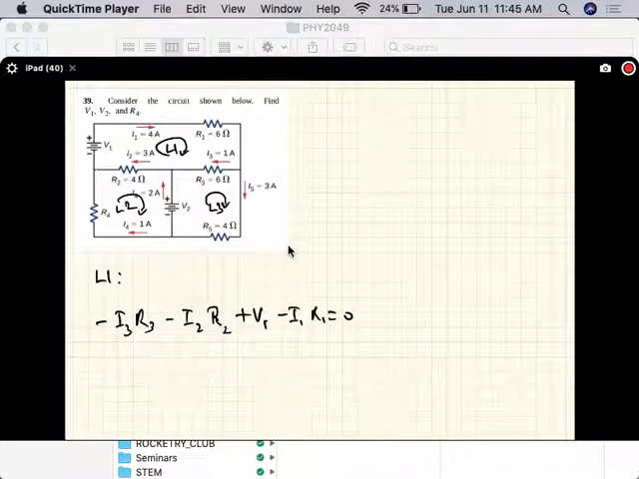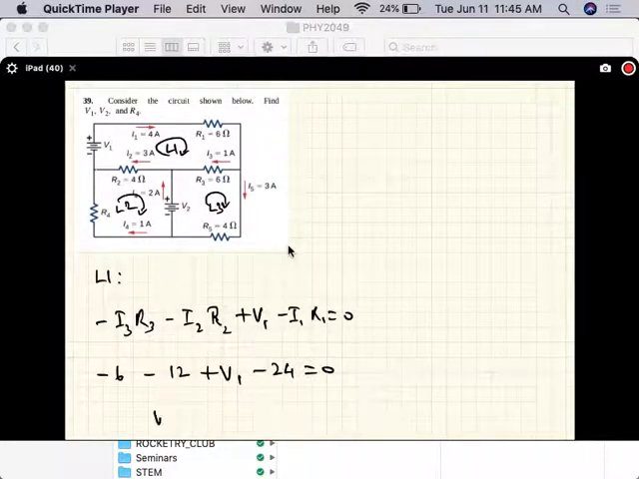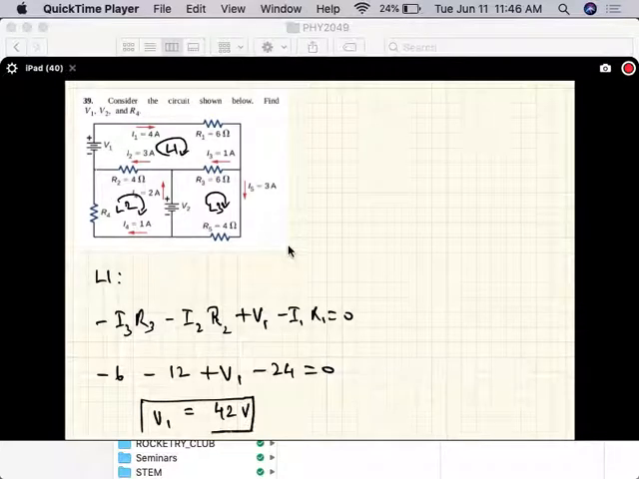And so now let's put in these numbers. Minus 1 times 6 minus 12 plus V1 minus 24 equal to 0. Okay, so this gives us V1 right away. So that's 42 volts. So loop 1 solved one of the unknowns for us.